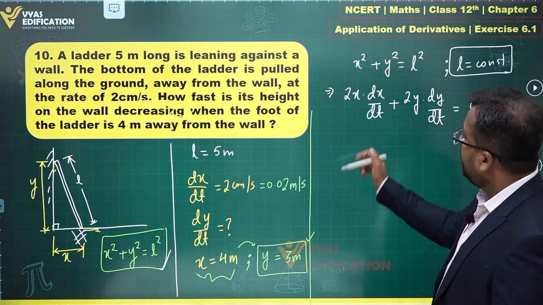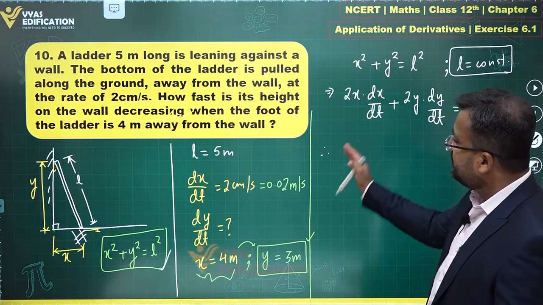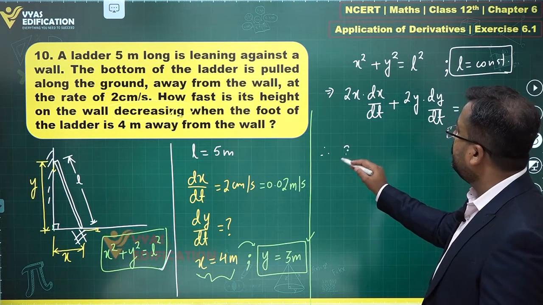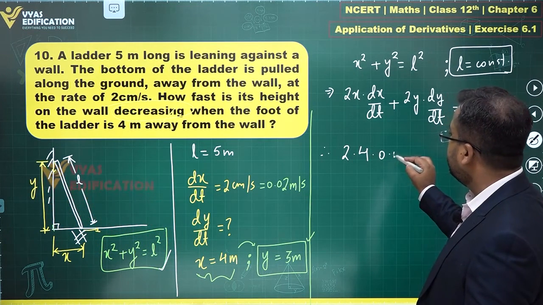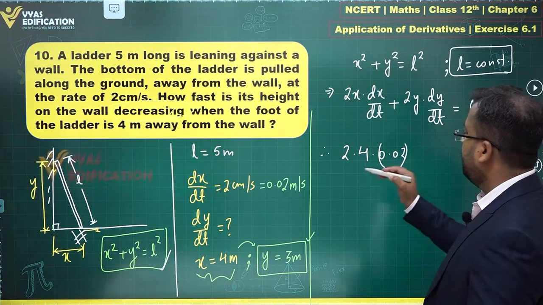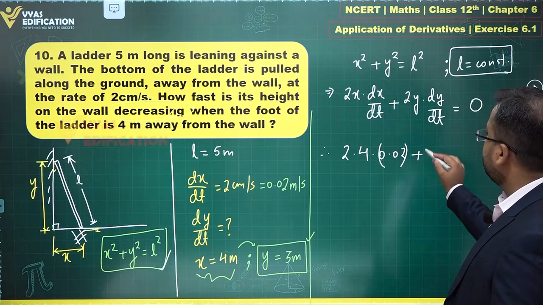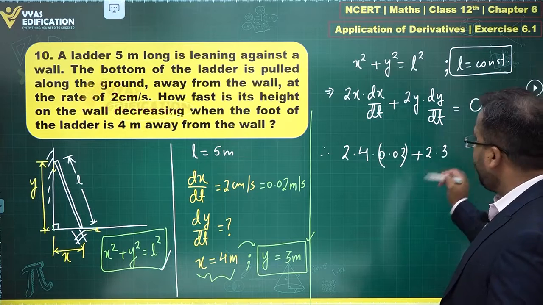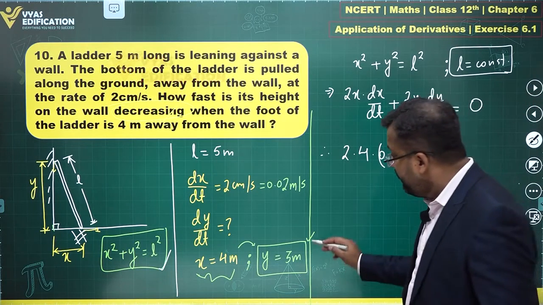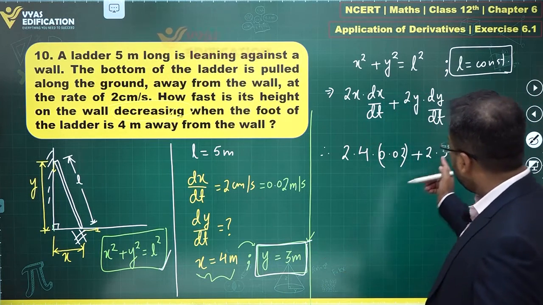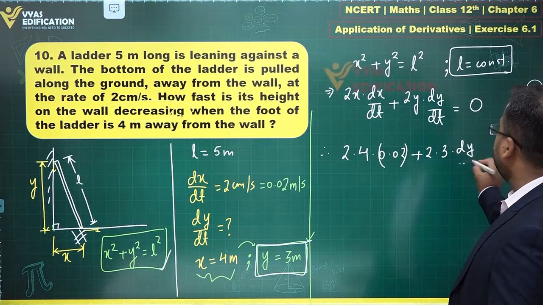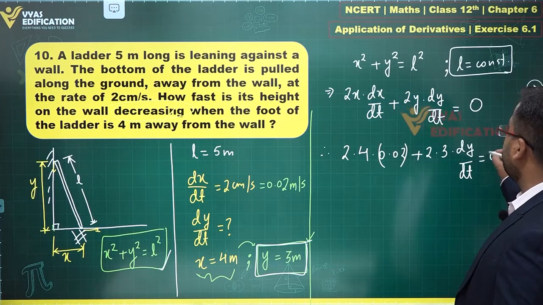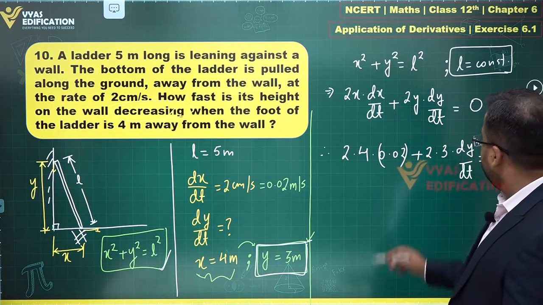Okay, so now we can substitute some values. X is 4 meter, 2 times 4 times dx by dt is 0.02. This is what we have, plus 2 times y, which is 3. We have found that, right? We needed this here. We have already found that. Times dy by dt is equal to 0. This is what we have.